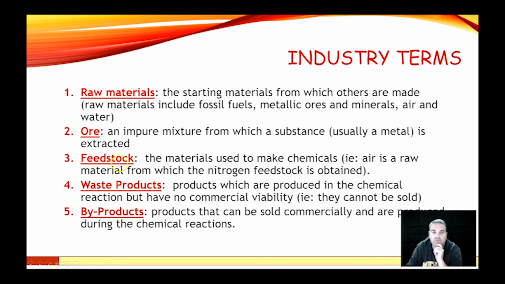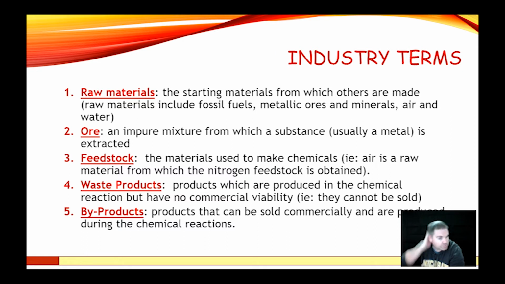One that people often struggle with is feedstock, and that's the materials that we use to make chemicals. So in a specific reaction, if you're looking at a chemical reaction in industry, the reagents that you use, the reactants, are the feedstock. Now, they may come from raw materials. A really good example is that air is a raw material. That's what we use as our starting product. From that, we extract nitrogen in the Haber process, and that is the feedstock.